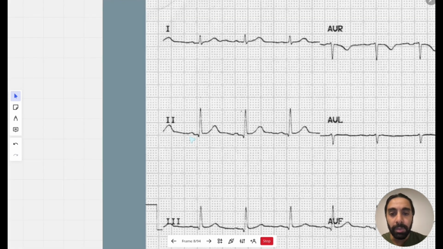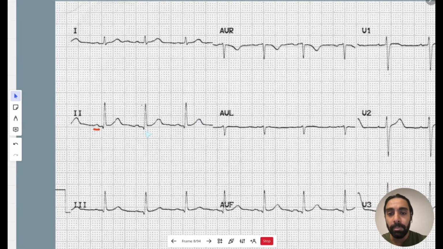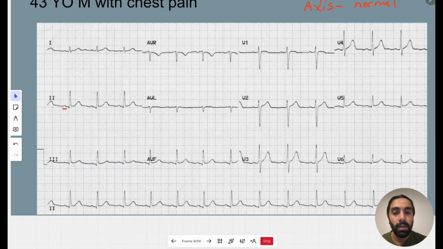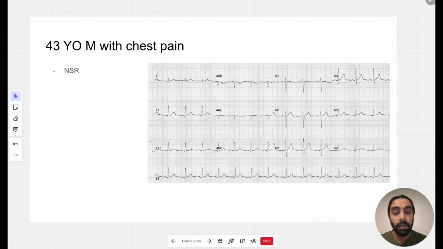Morphology means that the P wave in lead 2 is normal, your QRSs don't have any bundle branch blocks or widened QRSs, and then there's no T wave hyperacuity, there's no flattening, there's no inversion, so morphology is normal. And there's no significant ST elevation in contiguous leads or ST depression suggestive of an ischemia. So overall, this is a normal sinus rhythm EKG. And if you notice, it takes a lot of work just to read one EKG, even if it's normal. So this is a normal sinus.